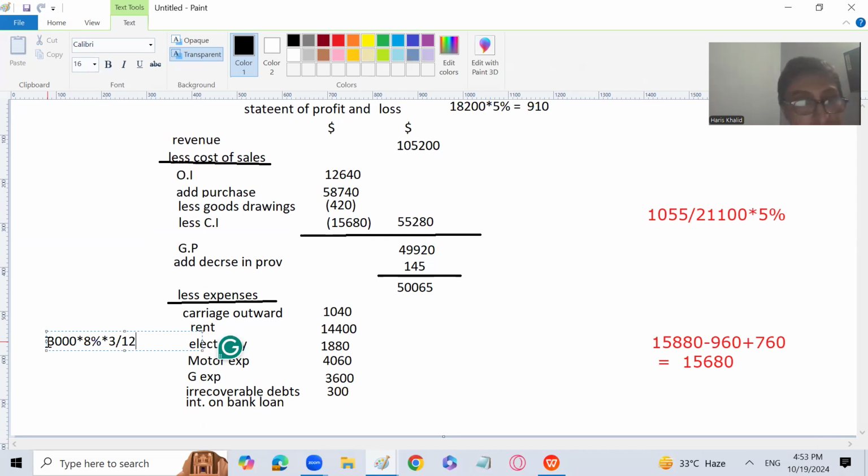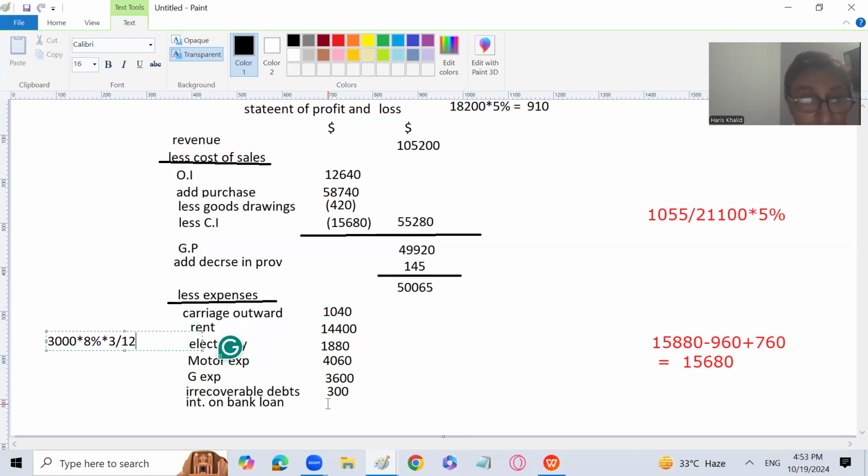So rent we have written, electricity we have written, and motor expense, that is fine, general expenses. And now we will go for the carriage outward. We have written depreciation, actually the important part. So loan interest, let me calculate it for you. 3000 into 0.08, 240 into 3 over 12, that is 60. So interest on bank loan is going to be 60.